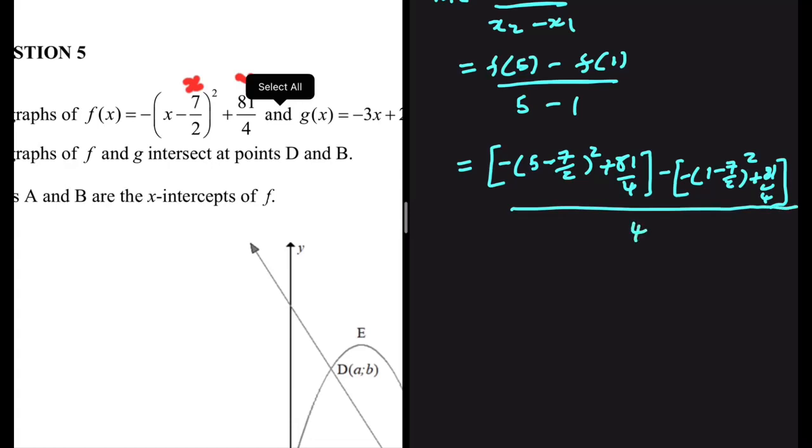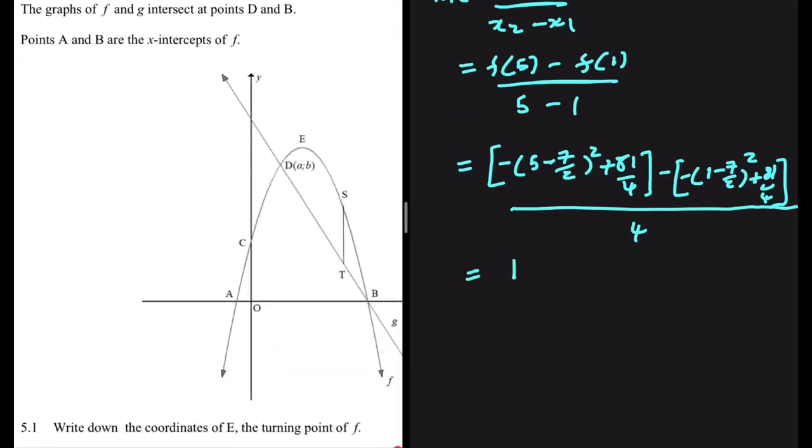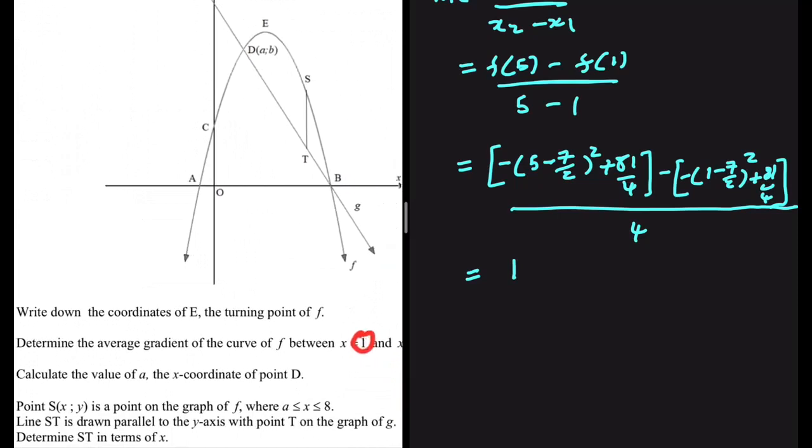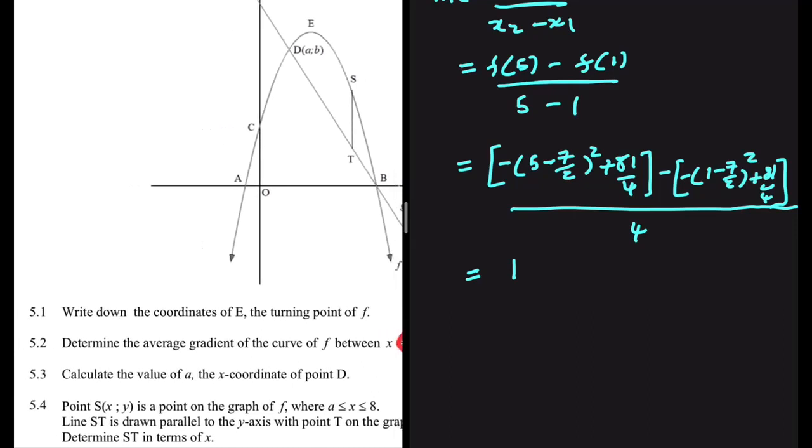5 minus 1 is 4. And if you put that in your calculator, you're going to get 1. So between x equals 1 and x equals 5, the average gradient is 1. That is how we can solve that problem.